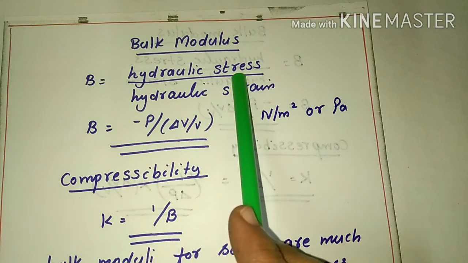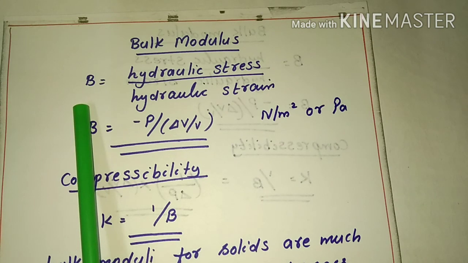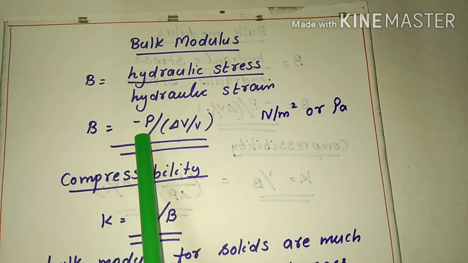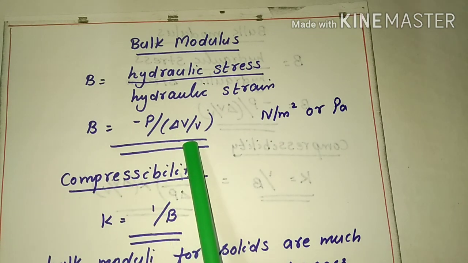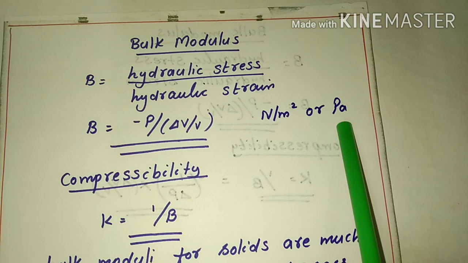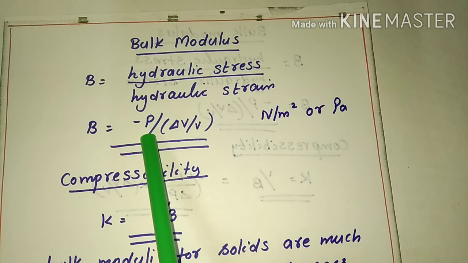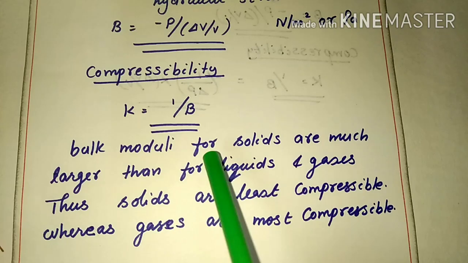The third one is bulk modulus. It is the ratio of hydraulic stress to hydraulic strain, represented by B. B equals minus P divided by delta V by V. Delta V by V is the volume strain or hydraulic strain. Its unit is Newton per meter square or Pascal. The negative sign represents that when the pressure increases, volume decreases.